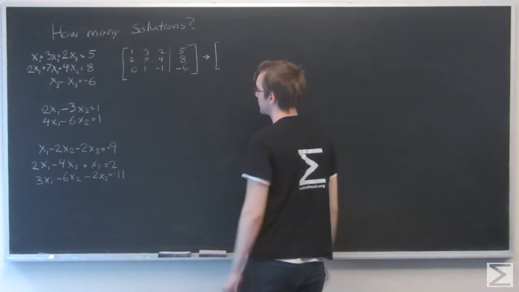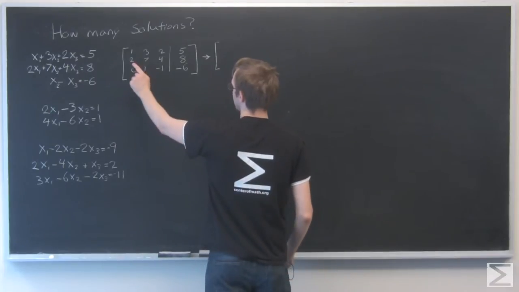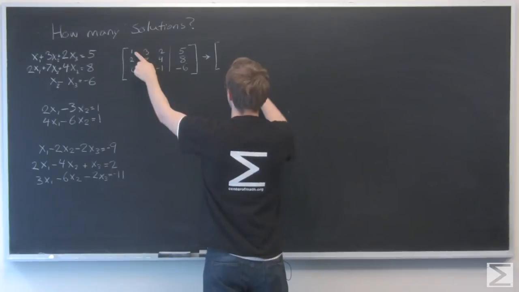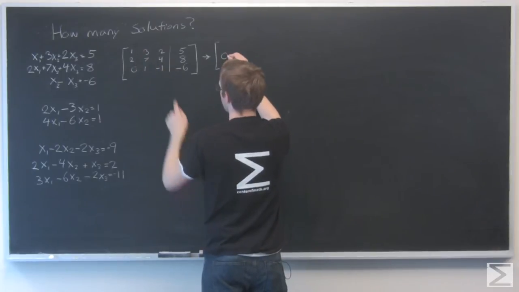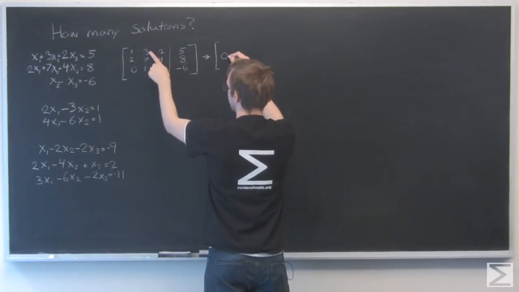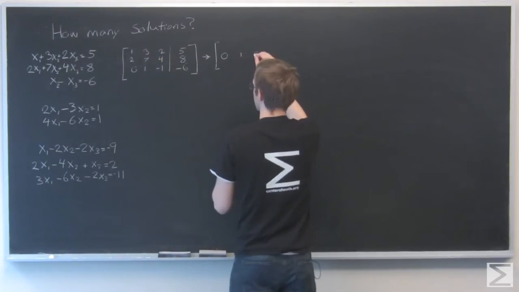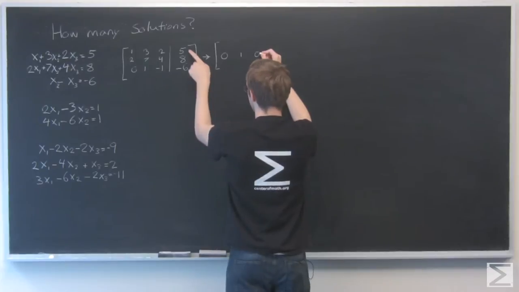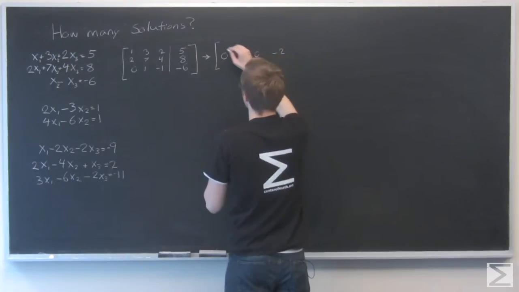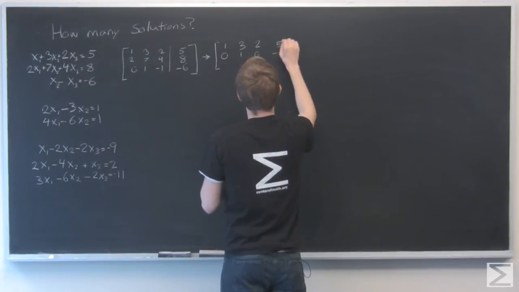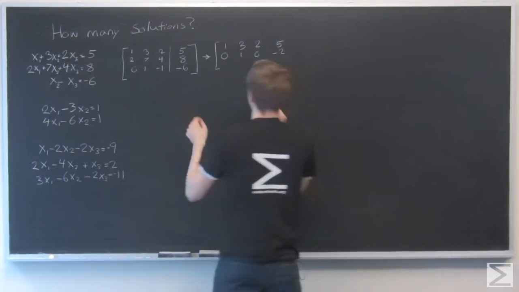So first, I'm going to take row 2 and subtract 2 times row 1. So 2 minus 2 is 0. 7 minus 6 is 1. 4 minus 4 is 0. 8 minus 10 is minus 2. Forgot to write my first row again. And I'm going to leave my second row as it is for now.